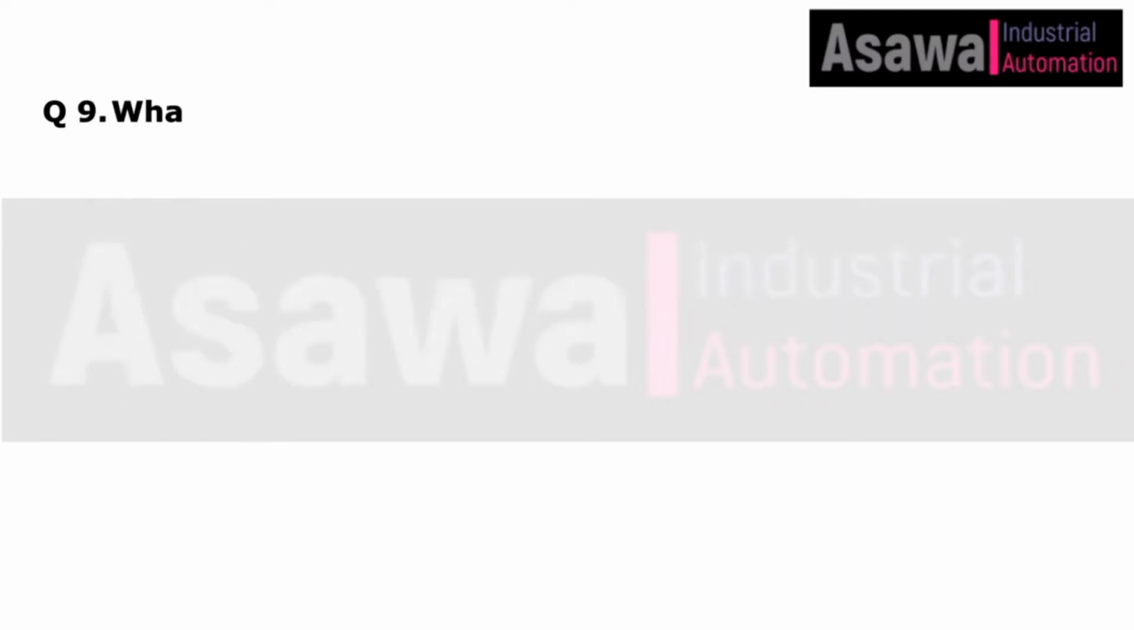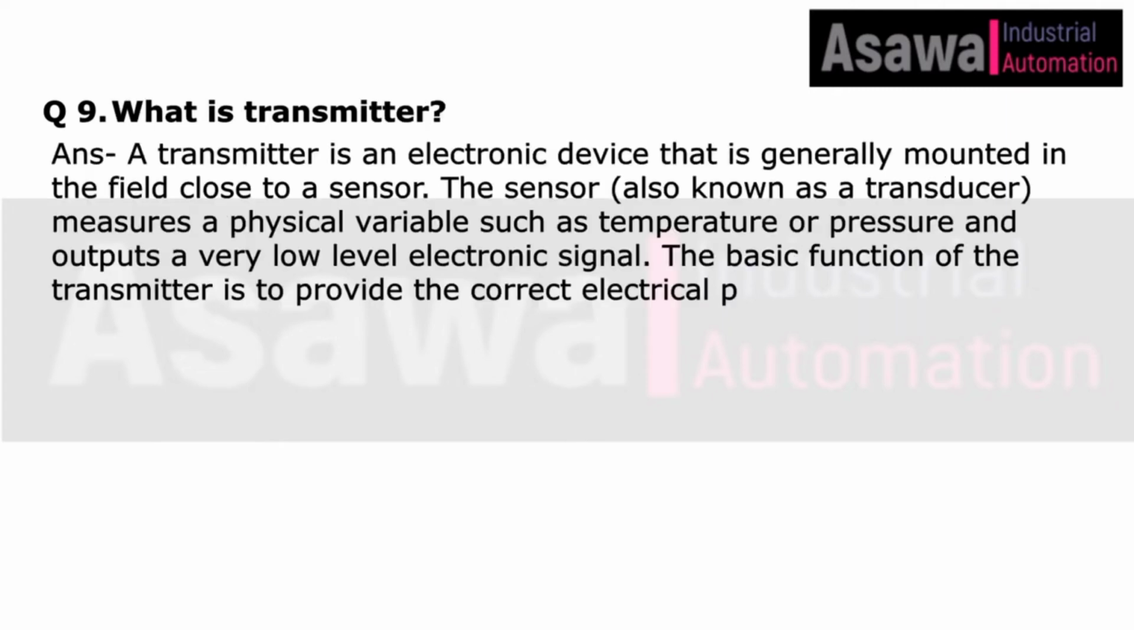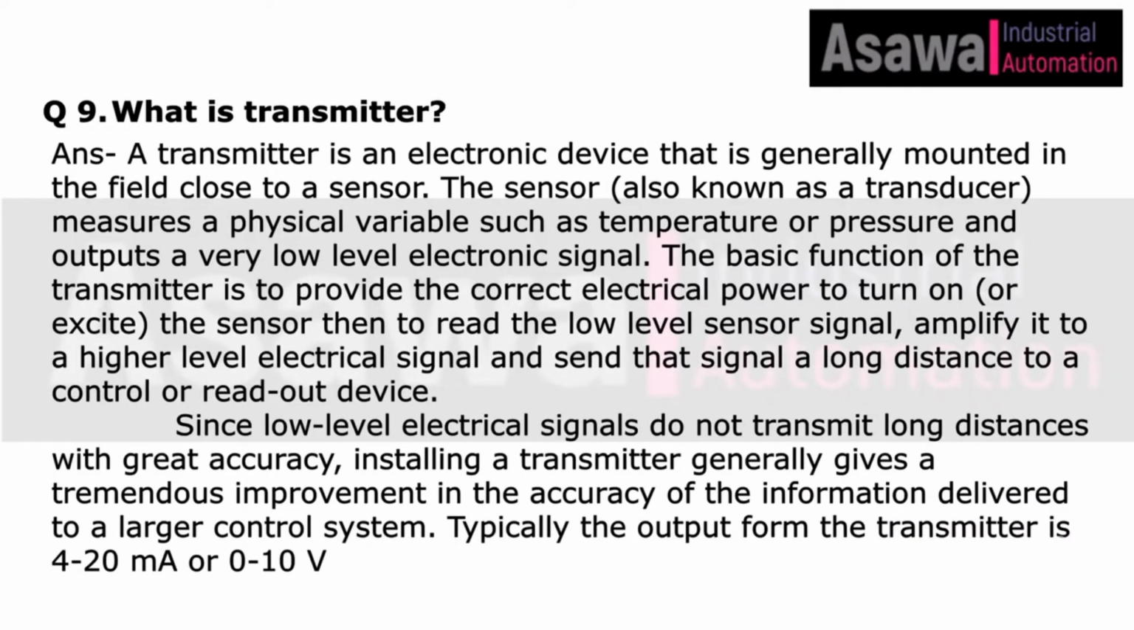Question 9. What is a transmitter? A transmitter is an electronic device that is generally mounted in the field close to a sensor. The sensor, also known as a transducer, measures a physical variable such as temperature or pressure and outputs a very low-level electronic signal. The basic function of the transmitter is to provide the correct electrical power to turn on or excite the sensor, then to read the low-level sensor signal, amplify it to a higher-level electrical signal and send that signal a long distance to a control or readout device.